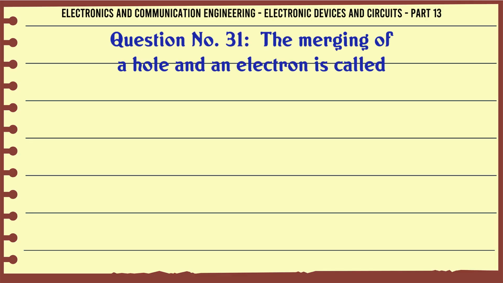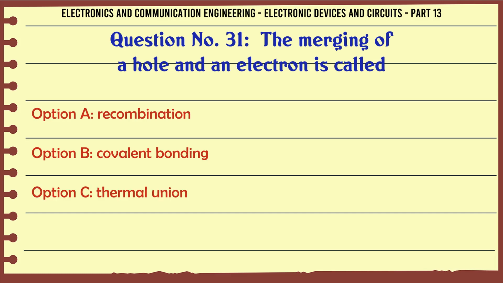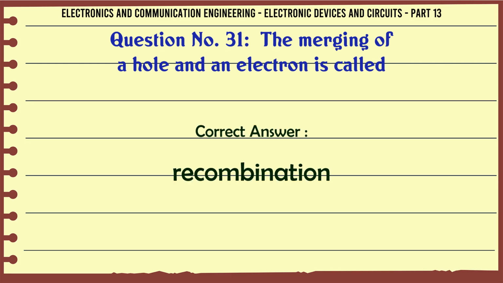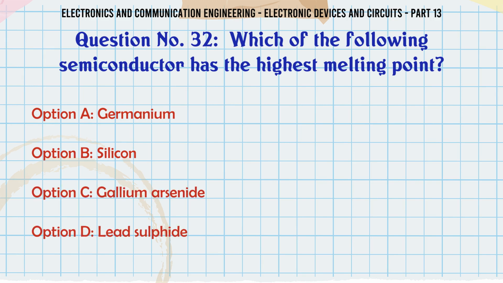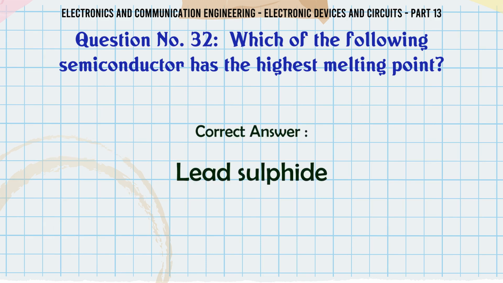The merging of a hole and an electron is called A. Recombination, B. Covalent bonding, C. Thermal union, D. None of the above. The correct answer is recombination. Which of the following semiconductors has the highest melting point? A. Germanium, B. Silicon, C. Gallium arsenide, D. Lead sulfide. The correct answer is lead sulfide.